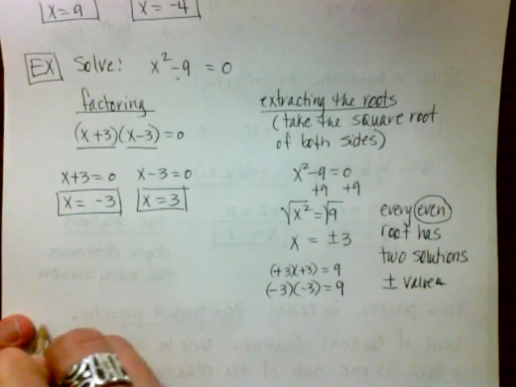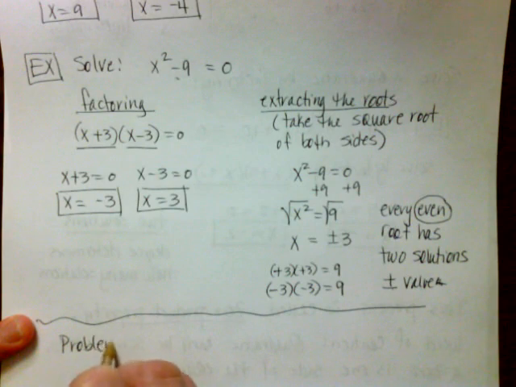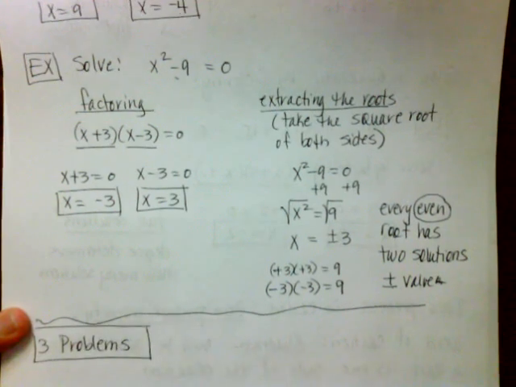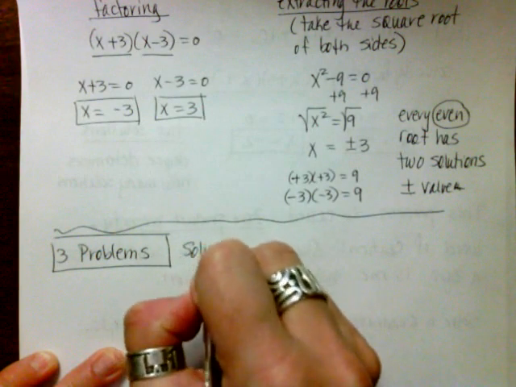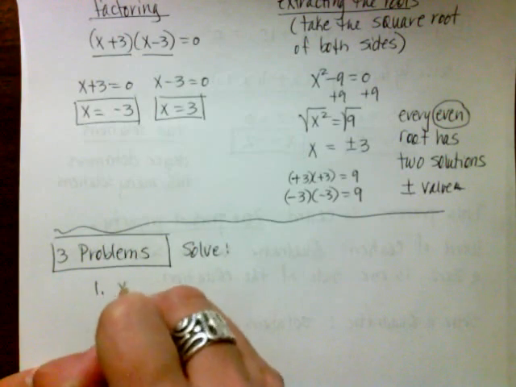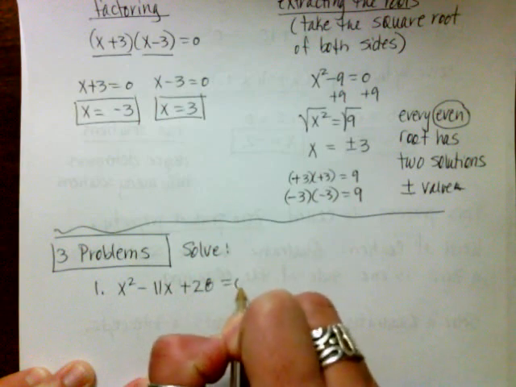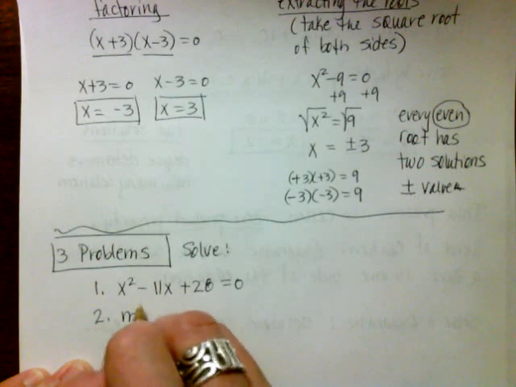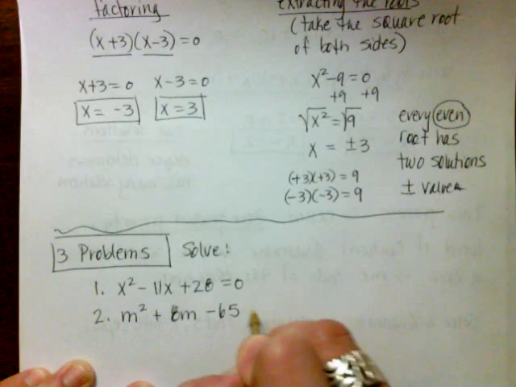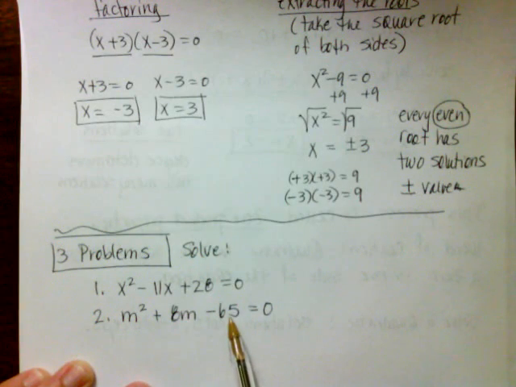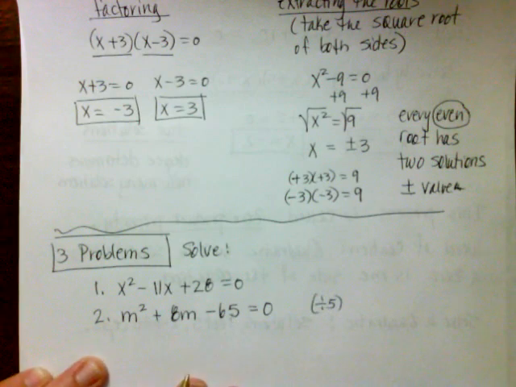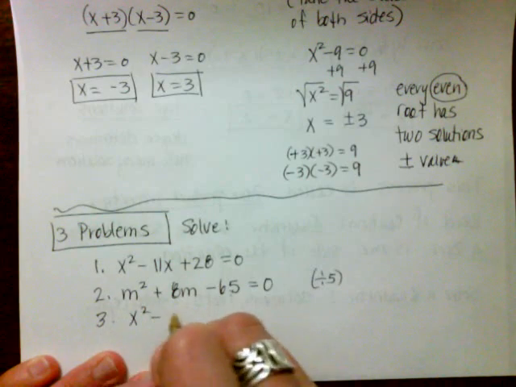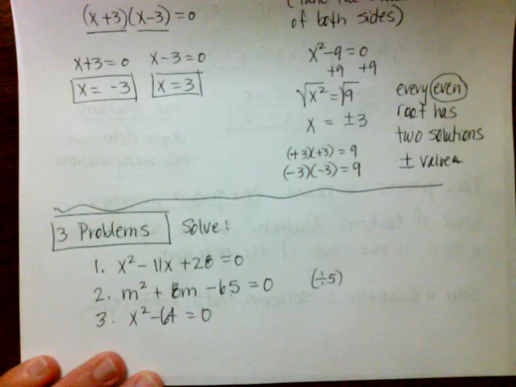Unlike other days, your 3 problems are at the end. So here are your 3 problems. When I get done writing them, you're going to pause the video. The video is actually over after you get to these 3 problems, and you're going to solve. The first problem is x squared minus 11x plus 28 is equal to 0. The second problem says m squared plus 8m minus 65 is equal to 0. This one's a little harder because you have to figure out the factors of 65. You might try dividing by 5 to get started. And the third one is x squared minus 64 is equal to 0. So there are your 3 problems. You can pause the video and get started.